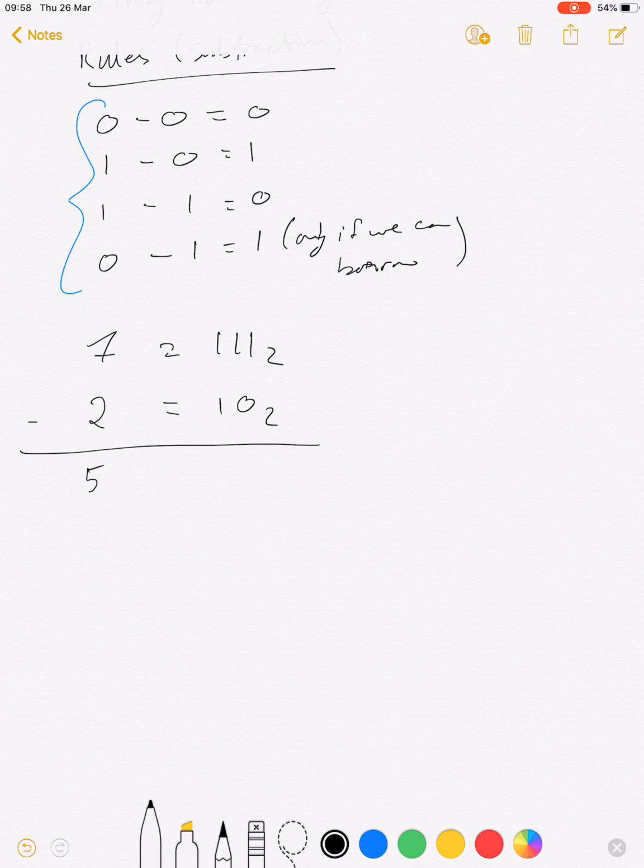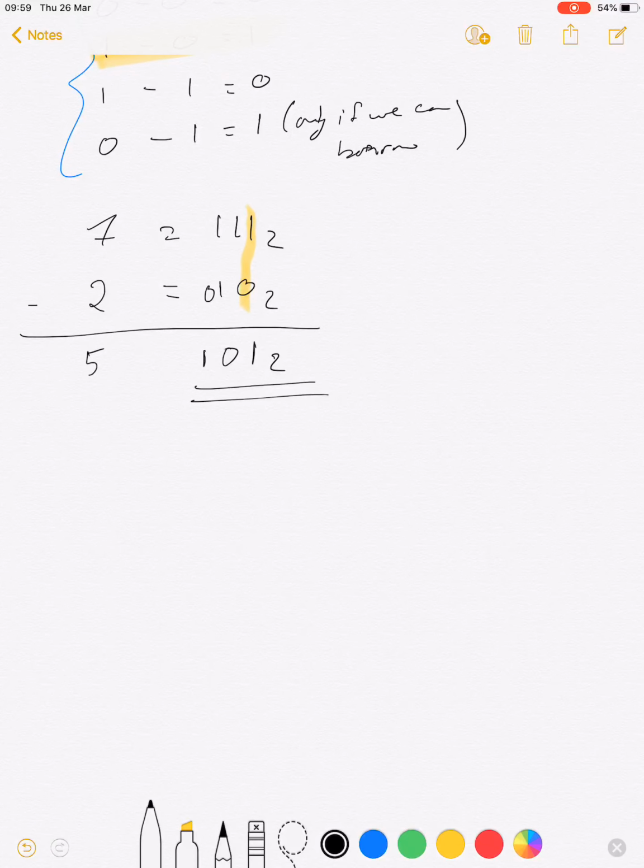If we consider the rules just above, the very first one is 1 minus 0, which is equal to 1. 1 minus 1 is equal to 0. And then 1 minus 0, and we can add in the 0 here, is going to be 1. So we can say that 111 minus 010 is equal to 101 base 2, which should be the number 5.